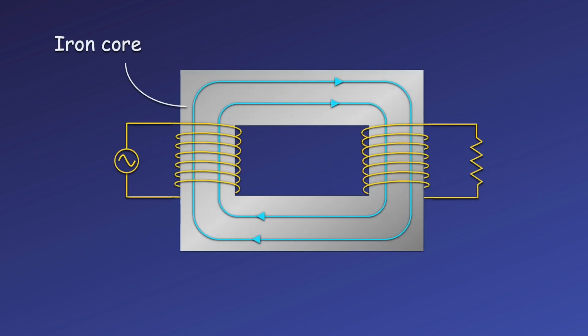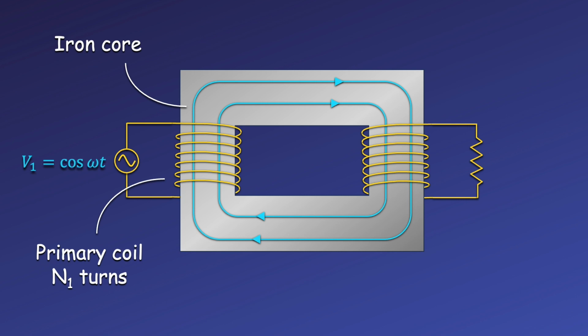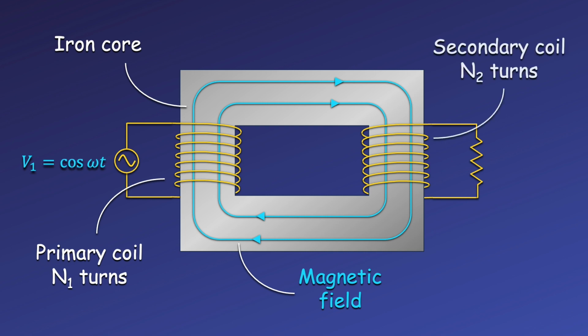Our other example consists of an iron core connected to two different circuits. The first, on the left, will be the primary circuit, which will be connected to an alternating voltage source, kind of like the one we generated in the last example. This alternating source will cause a magnetic field to change in the iron core, and thus change the flux through the secondary coil on the right.